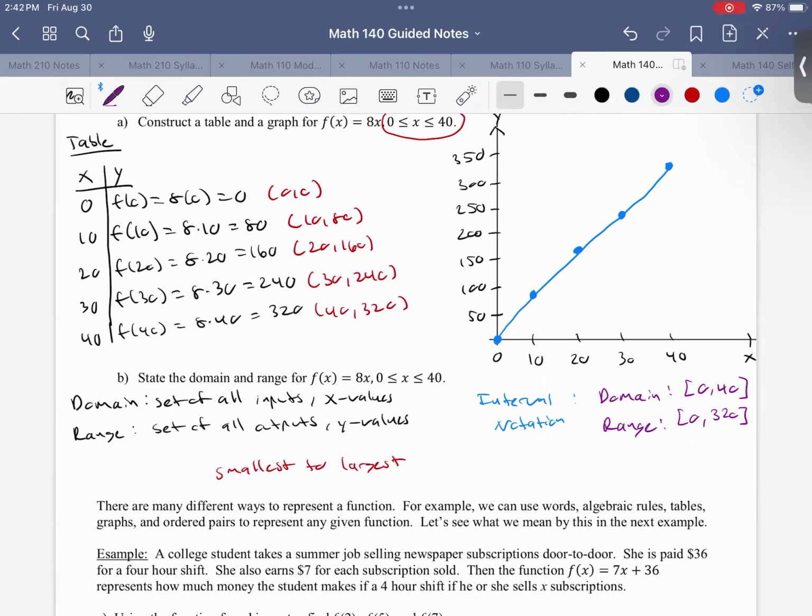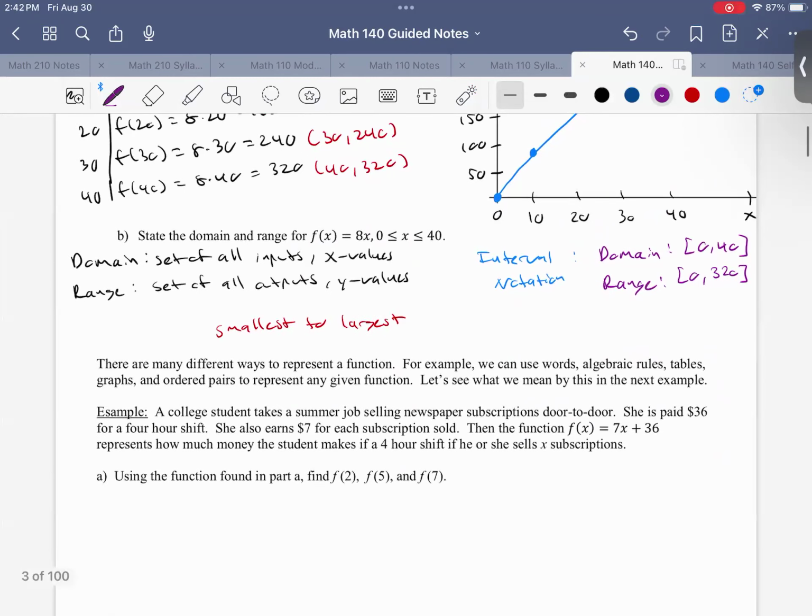Okay. So there are many different ways to represent a function. For example, we can use words, algebraic rules, tables, graphs, and ordered pairs to represent any given function. So there are many ways to do this. Let's talk about what that means exactly in this next example. This says sample; it should say example, so another typo. But let's read through this.